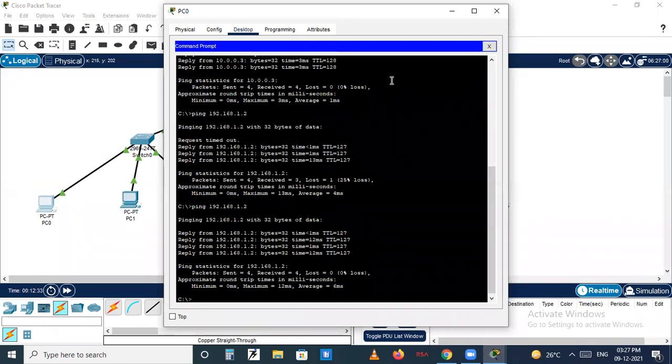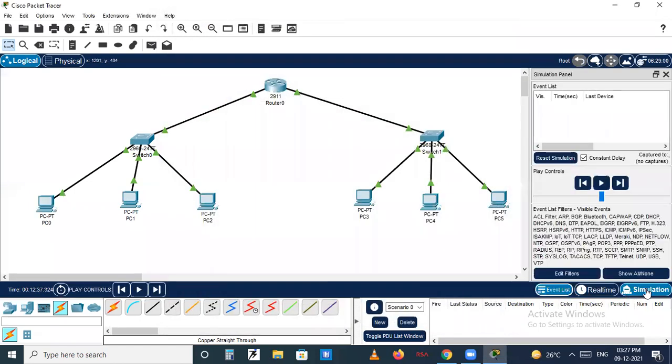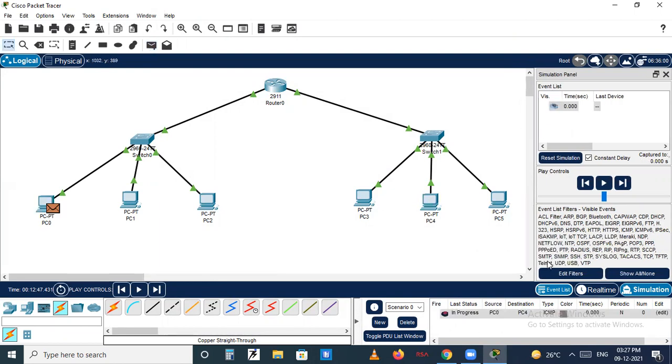So let me go in simulation mode. So now we are in simulation mode, right? Let me take one packet, a small packet. So I'm putting it here, and then let me put it in the middle one, right? Start. It is going there on the switch.